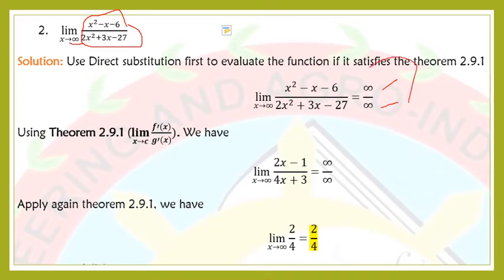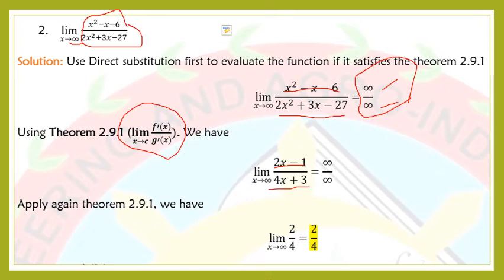So our result satisfies theorem 2.9.1 in the infinity over infinity form. The theorem says that if the limit is either 0 over 0 or infinity over infinity, we apply L'Hopital's rule. That means we differentiate the numerator and the denominator, then evaluate. The derivative of x squared minus x minus 6 is 2x minus 1, the same as in the first example. And the derivative of 2x squared plus 3x minus 27 is 4x plus 3.